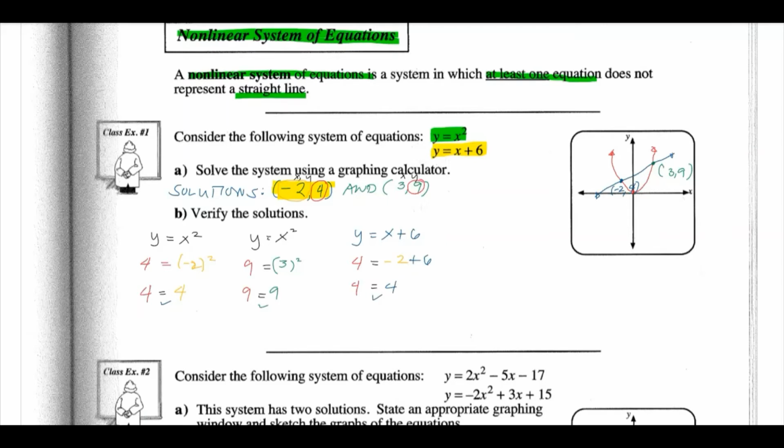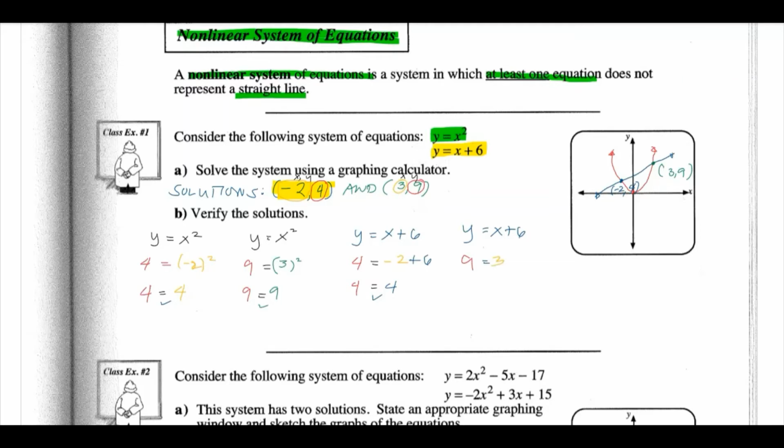So both are equal, so therefore you would say that negative 2 and 4 is a solution to your linear equation y is equal to x plus 6. So we have the other solution, which is 9. So y is 9, and then equal to, what's the value of x? The value of x is 3.